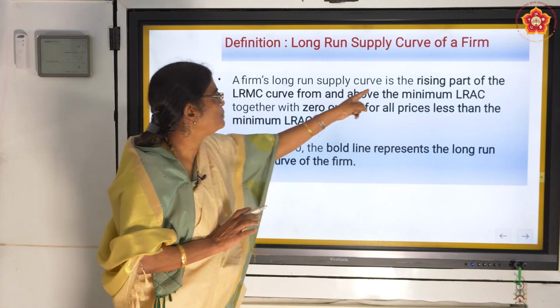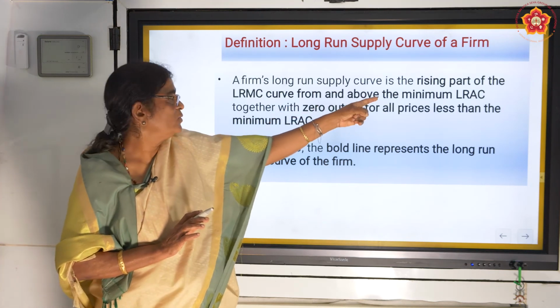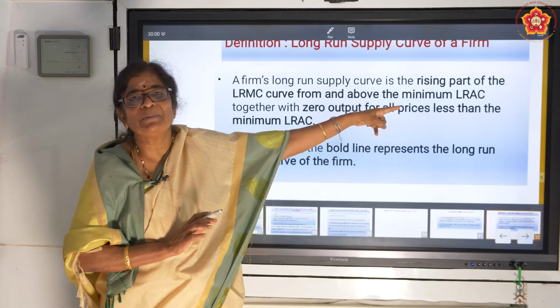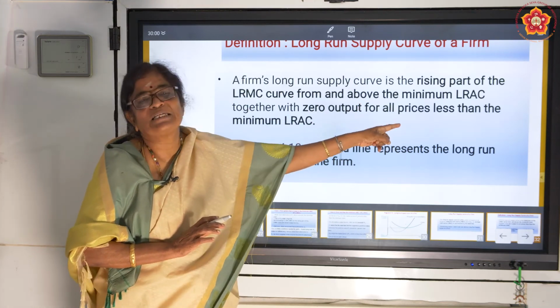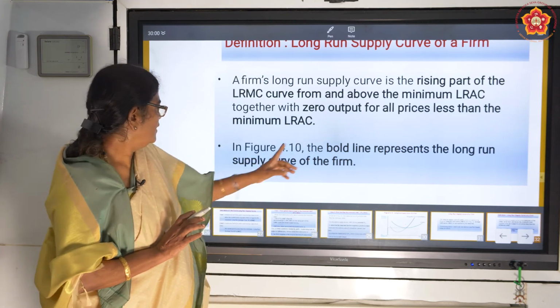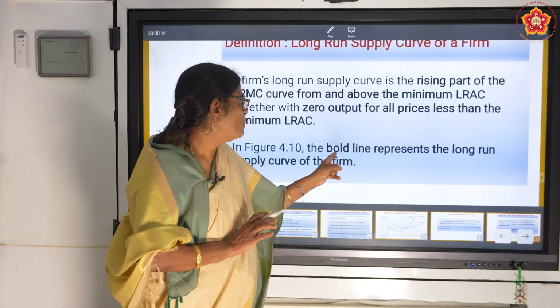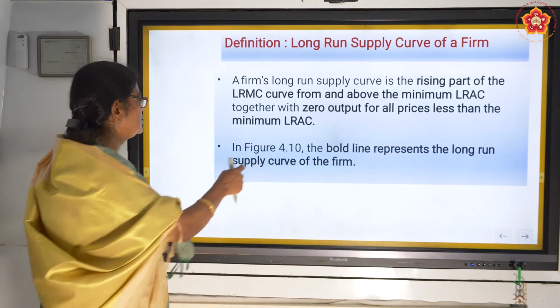A firm's long run supply curve is the rising part of the LRMC curve from and above the minimum LRAC, together with the zero output for all the prices which are less than the minimum LRAC, that is the P2 price. In Figure 4.1, the bold line expresses that.